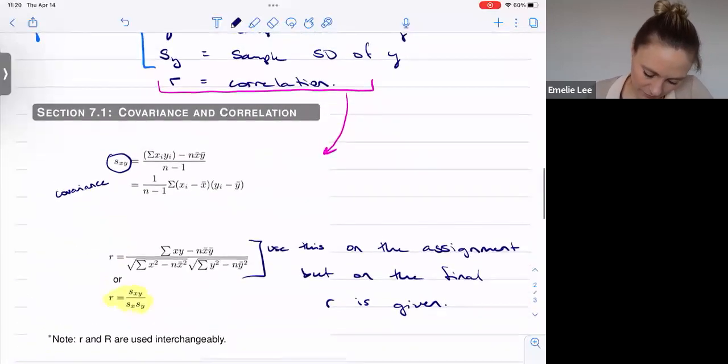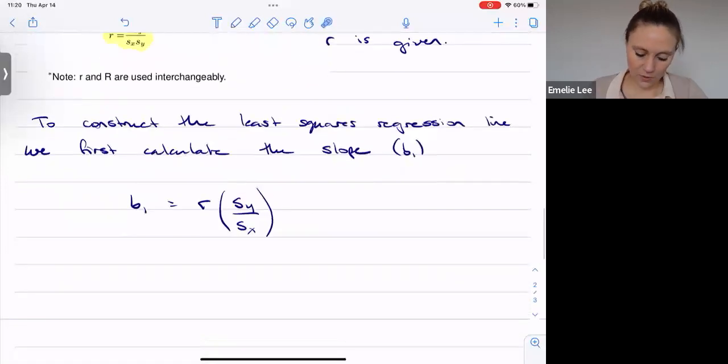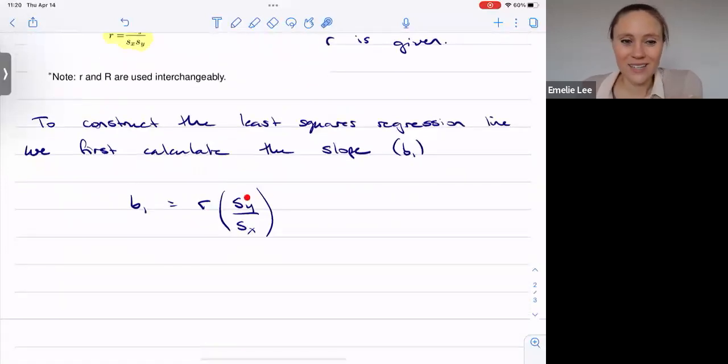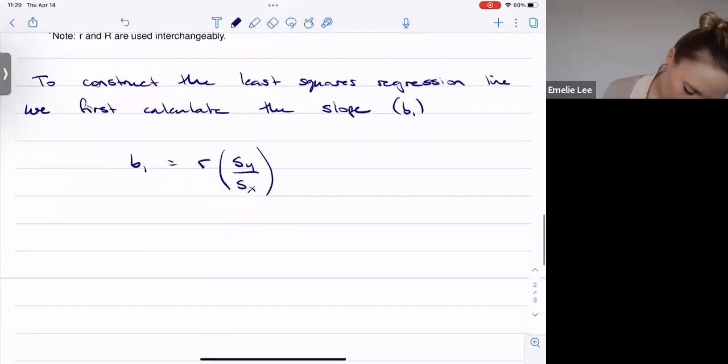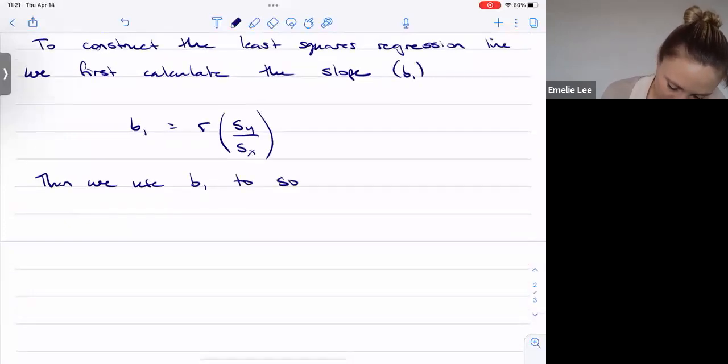I'm going to just confirm. Yeah. So it's the correlation, which is given, times the standard deviation of Y, which is also given, divided by the standard deviation of X. This is where it becomes really important that you're not doing 1/2 when you should be doing 2/1, for example. Then we use B1 to solve for B0.